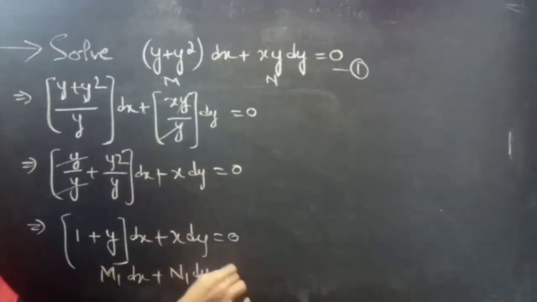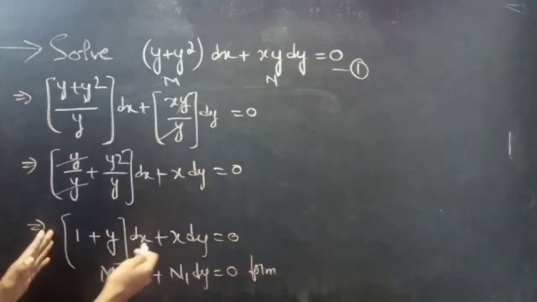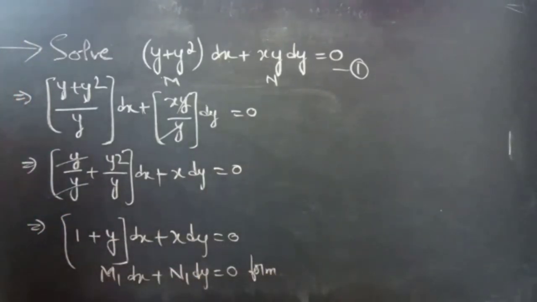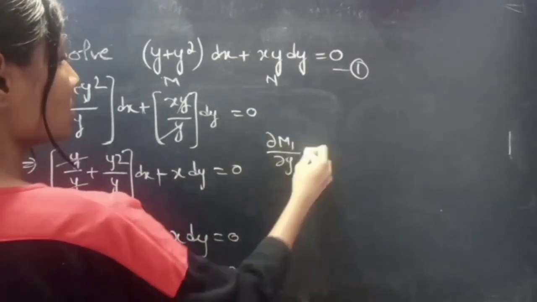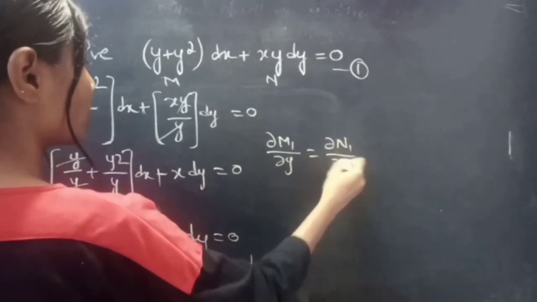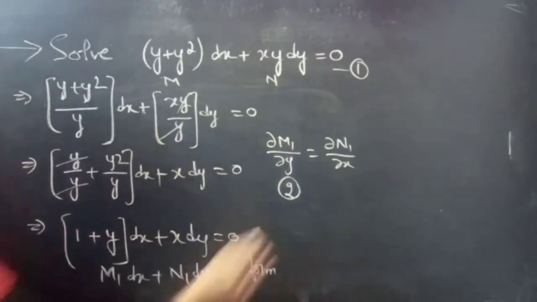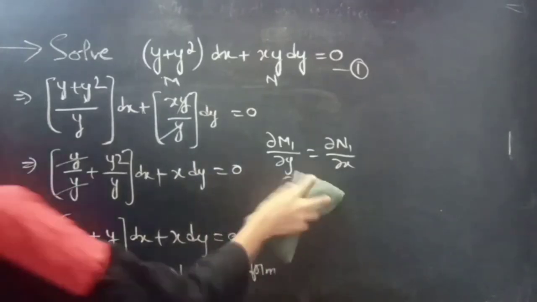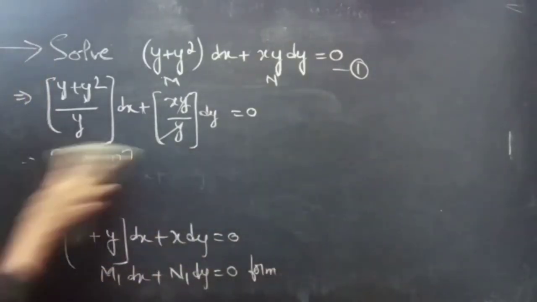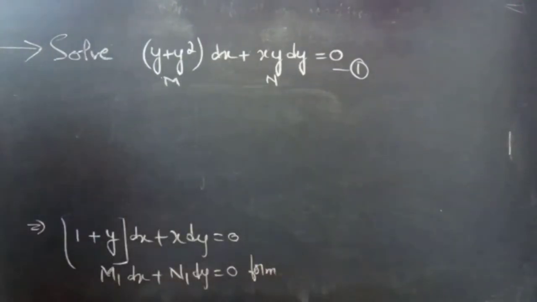which is in M1 dx plus N1 dy equals 0 form. If the partial derivative of M1 with respect to y is equal to the partial derivative of N1 with respect to x, then we can say that equation 2, that is the equation obtained by multiplying the integrating factor through the given equation, is exact. So now let's find the partial derivatives of M1 with respect to y and N1 with respect to x. By comparing these two, we'll get M1 and N1.